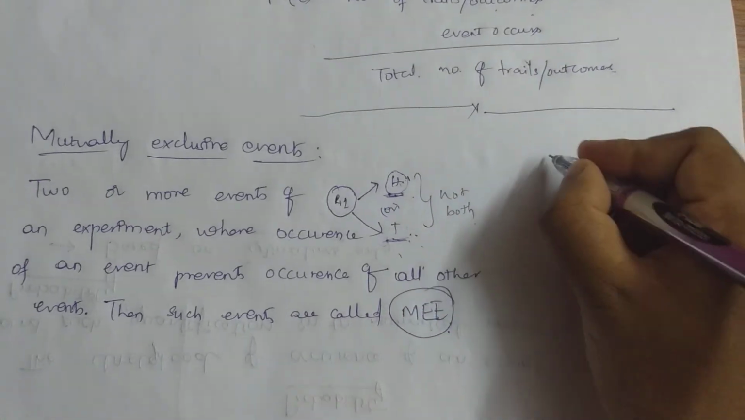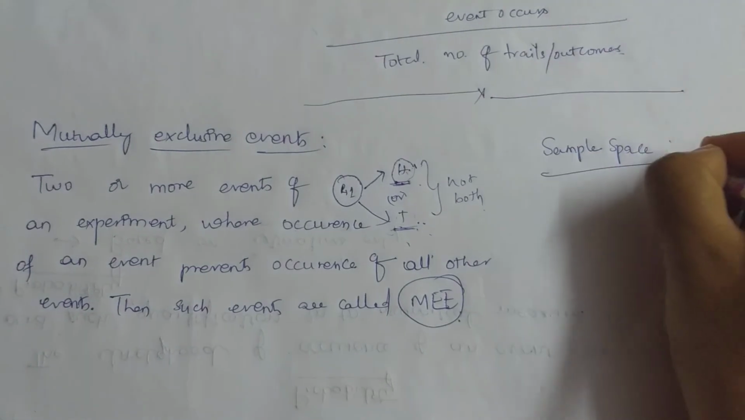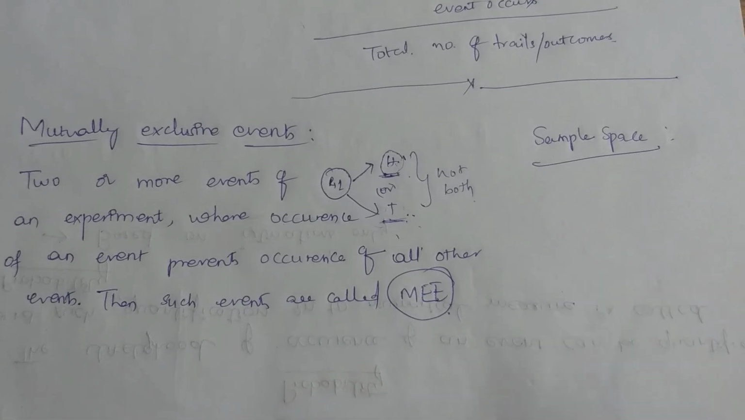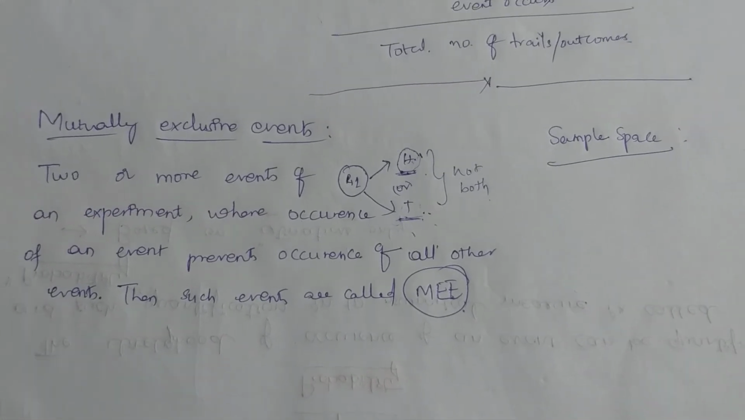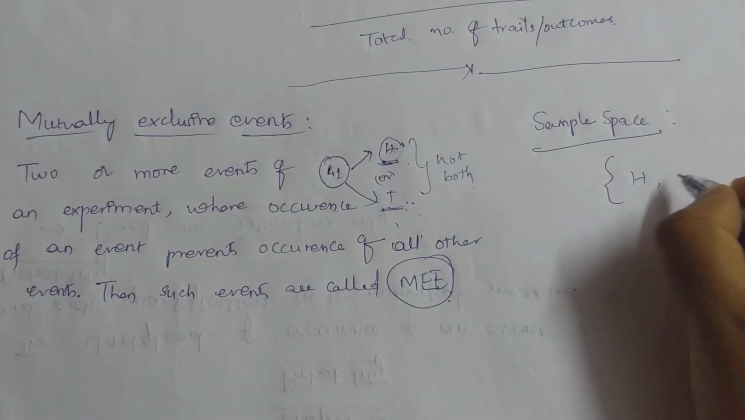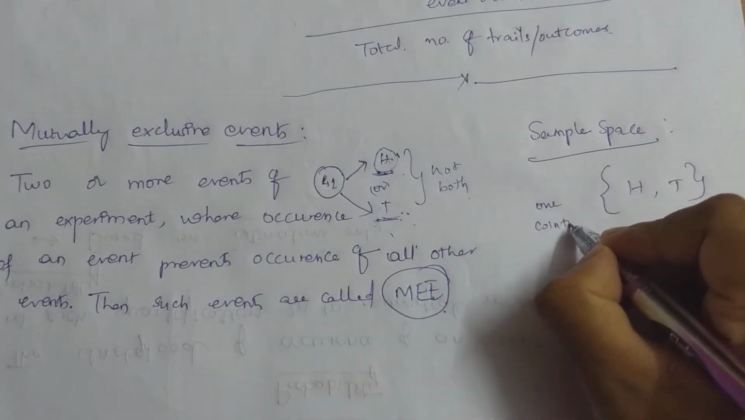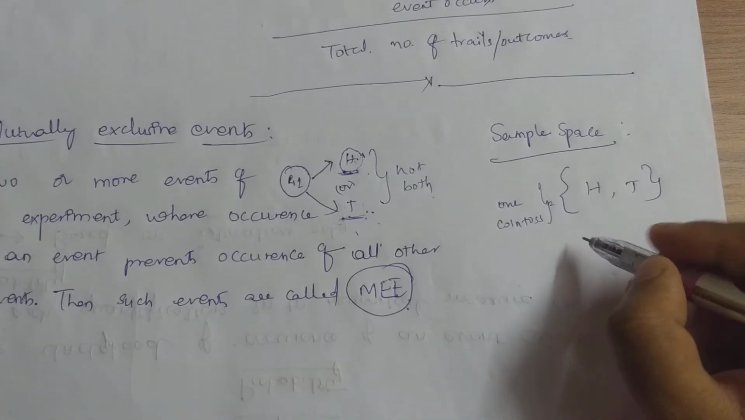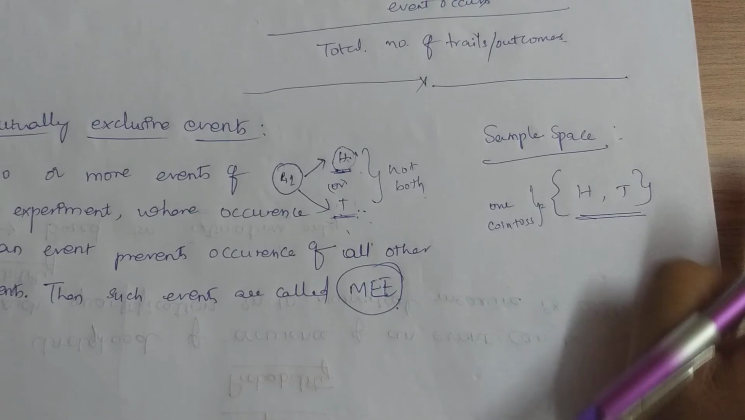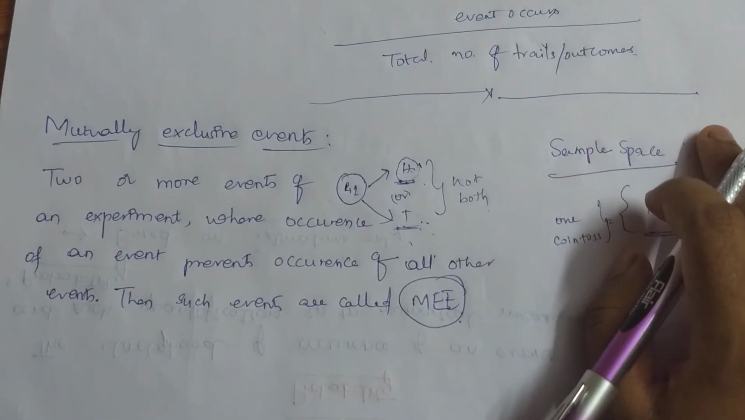Now one more thing, what is sample space? It's nothing but all the possible outcomes you can get, and all those outcomes come under the sample space. Suppose when you toss a coin, what will be the outcomes? You'll get heads and tails. This set of outcomes is called a sample space.